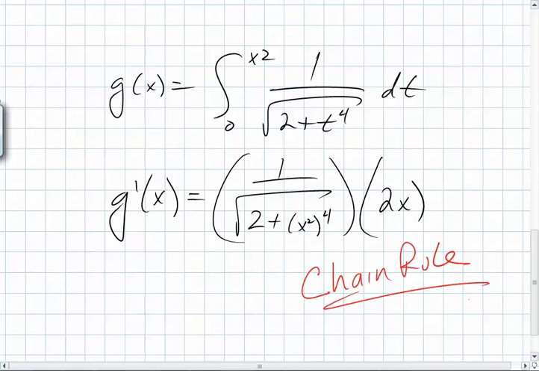There it is, right there. All you're doing is throwing x squared in. Why do we need this 2x? Well, there's usually a floating invisible what right there? 1. If this was just x, it would be 1 over 2 plus x to the 4th, not x squared to the 4th, times 1. Usually you don't write that in because you don't need to.